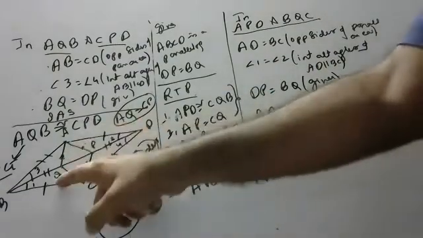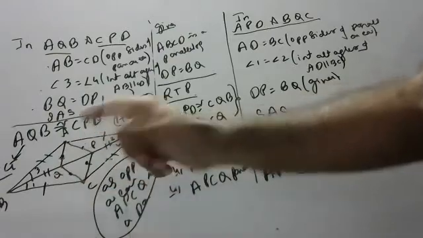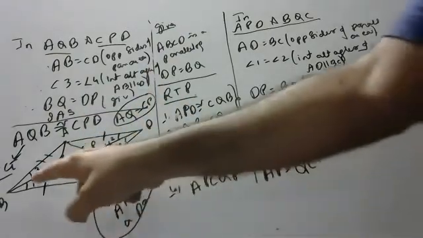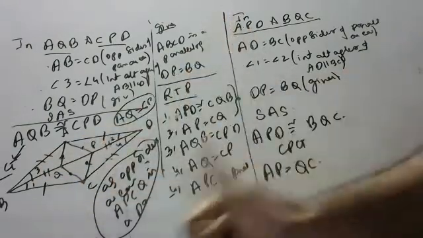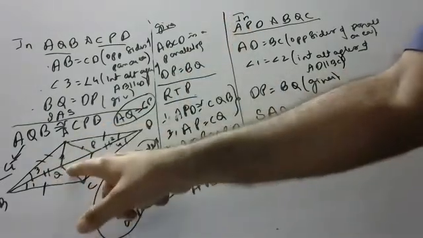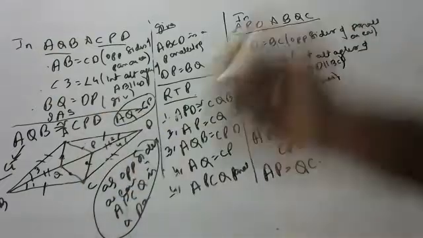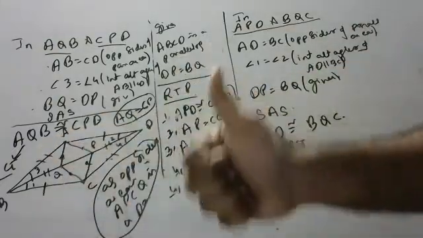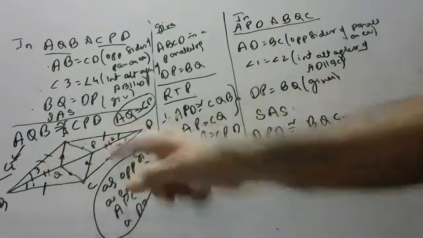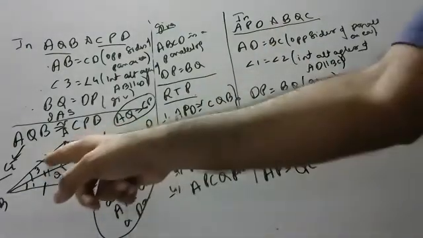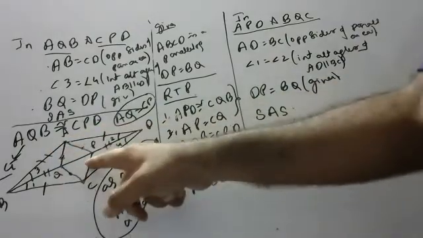In these two triangles, children, BC and AD are equal, opposite sides. 1 and 2 are equal, alternate. BQ and PD are equal, given. By SAS, both are congruent. By CPCT, this and this are equal. Same way, this and this are equal, parallelogram. 3 and 4 are equal, alternate. BQ is equal to DP, given. So by SAS, these both triangles are also congruent. So these both sides are also equal.